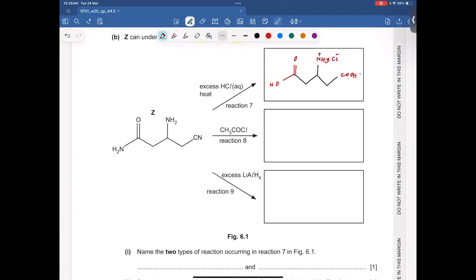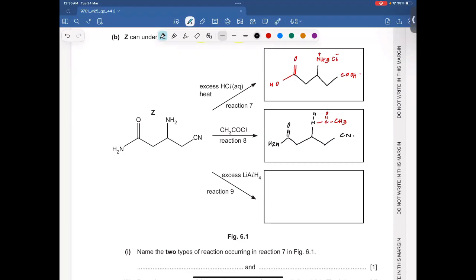Now, ethanoyl chloride can react with alcohol, can react with phenol, can react with amine. There is no phenol, there is no alcohol, only amine is given, which means both of them are reacting together, converting into an amide. So it's going to be like this: NH2. This amide is neutral, it will remain the same. This is NH. It is attached to CO and CH3. This is CH2 and this is CN.